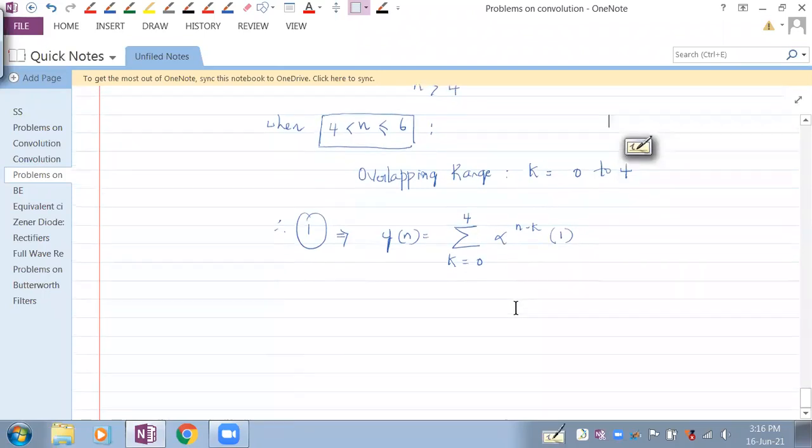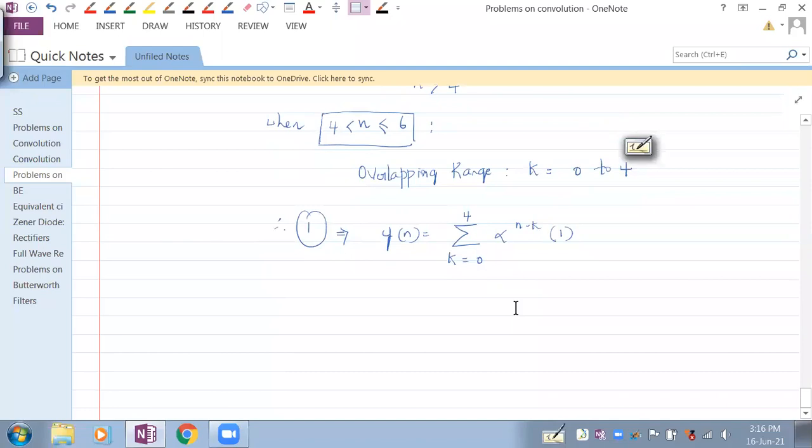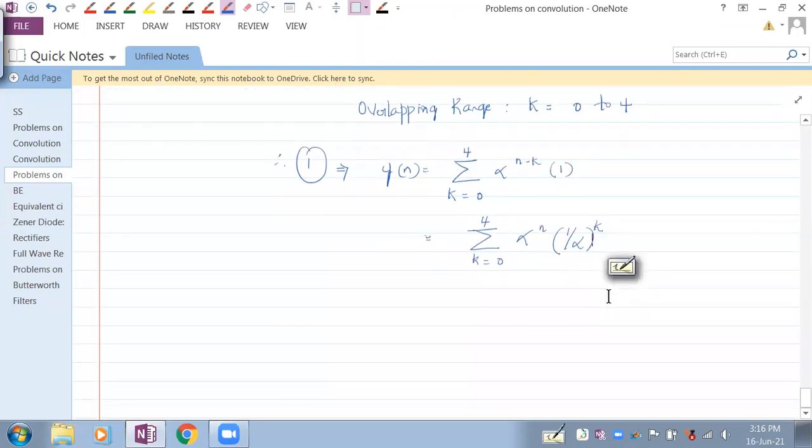Now we need to deal with this particular summation. Again, as we did in the previous case, if we split this alpha, we'll have two parts. One is alpha power n, another one is 1 by alpha to the power k, because it is alpha power minus k. So I can take this alpha power n outside, because in the summation only k will take the values ranging from 0 to 4. So I'll only have 1 by alpha to the power k within the summation.